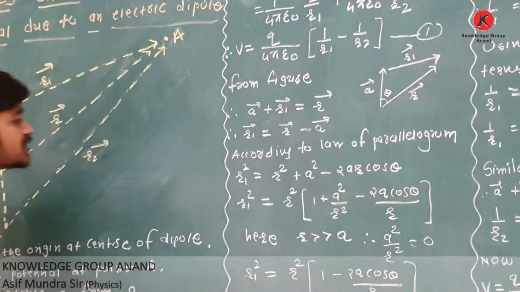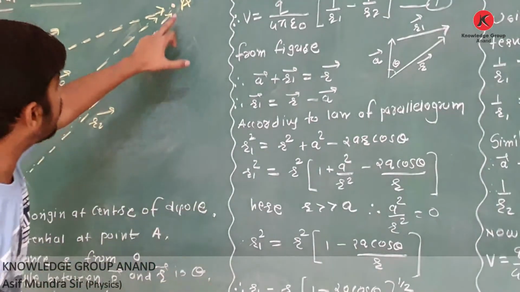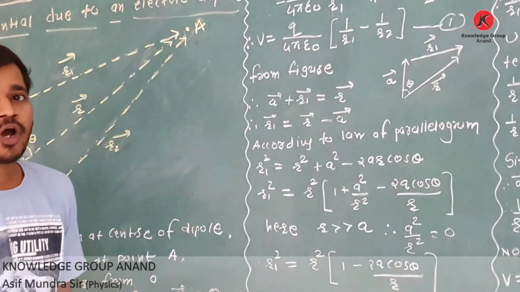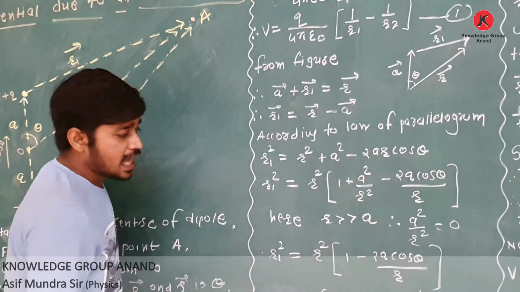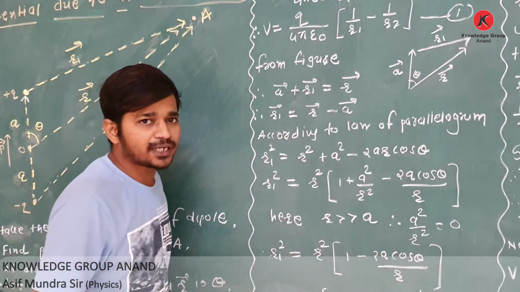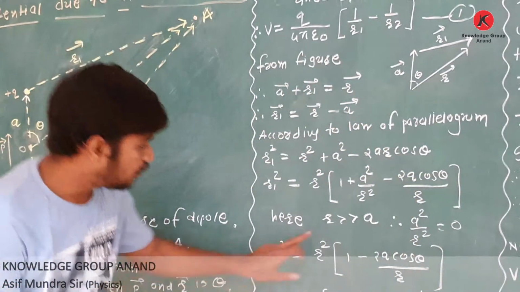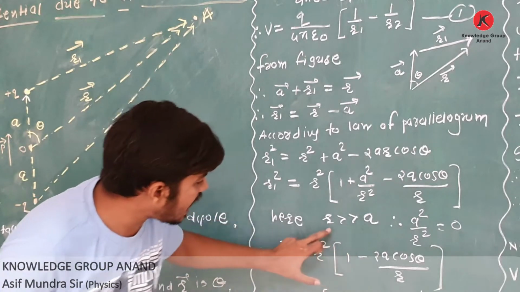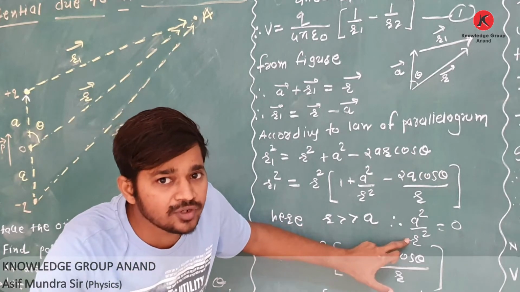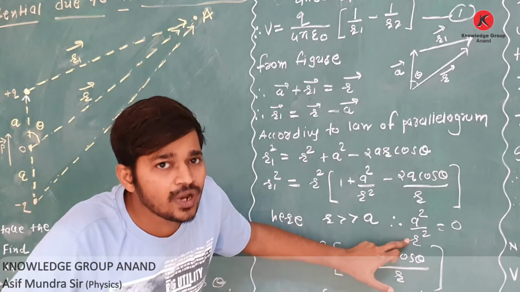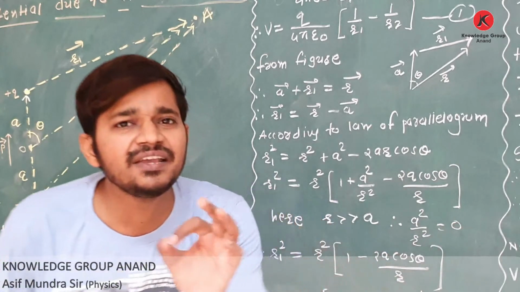Clear? Now, this theory we are taking for a small dipole, or for a point at large distance. So for a point at large distance we can say r is very much greater than a. Then with respect to r, the ratio a square upon r square will be nearly 0. When r is very much greater than a, here in a square upon r square the denominator will be large, and you know that when the denominator is large compared to the numerator, the answer will be nearly 0.